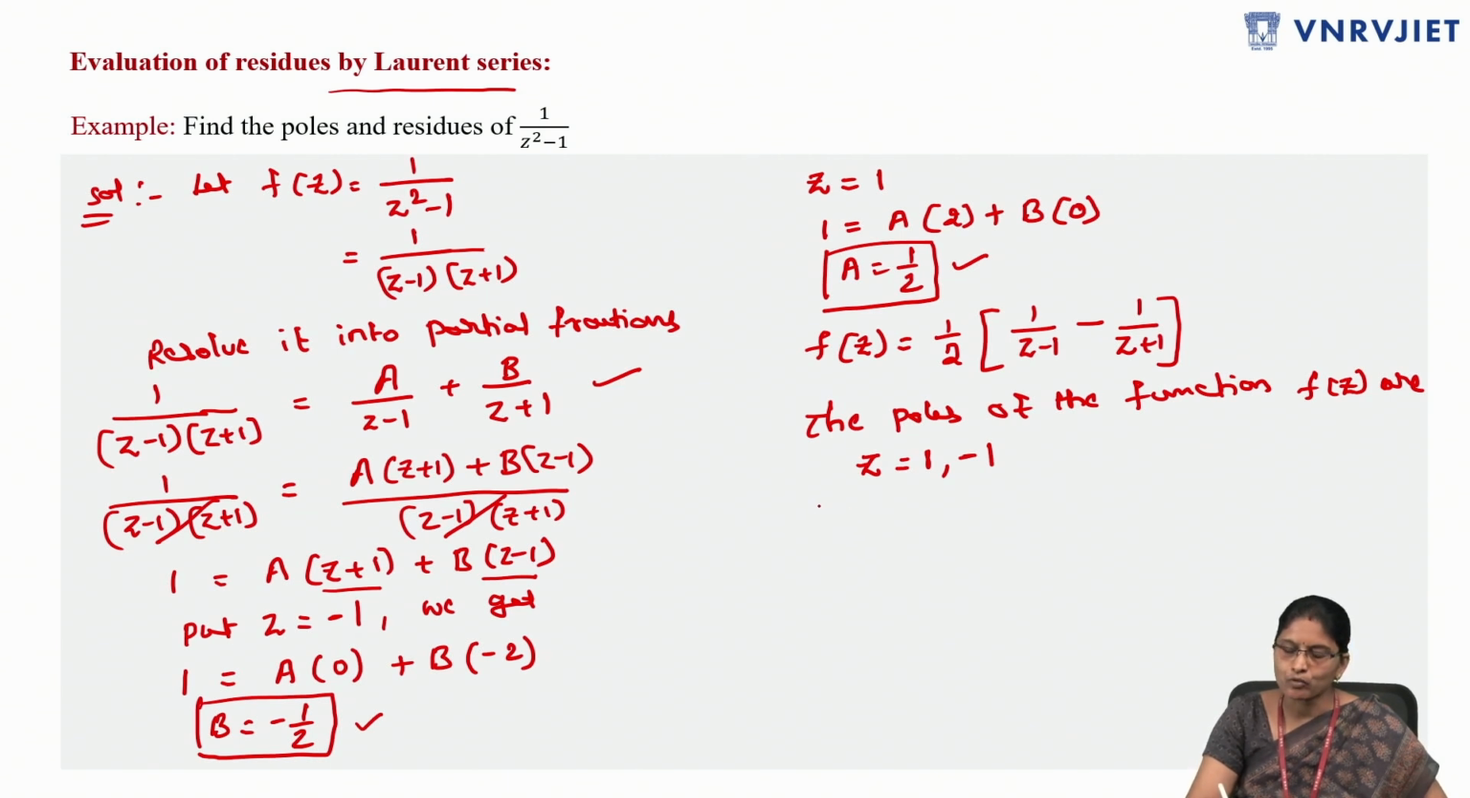Next we have to find out the residue. Find the poles and residue. So first part is completed here. We have to find out the poles. We get pole of order 1. Next we have to find out the residues. Residues by using Laurent series expansion.